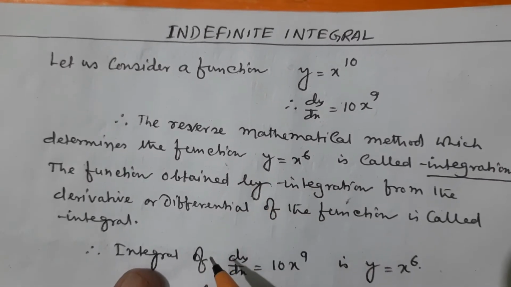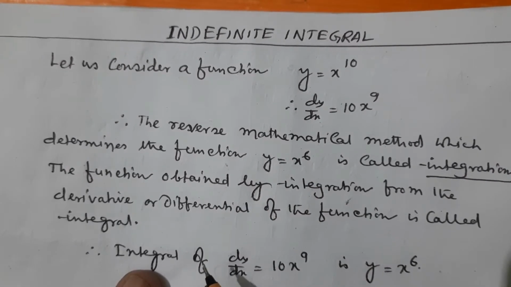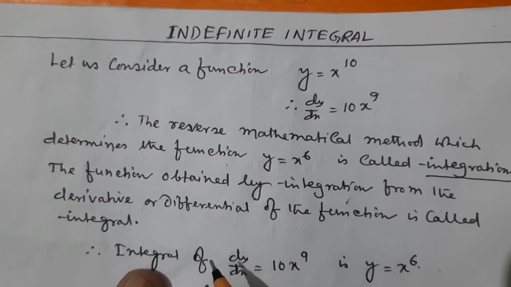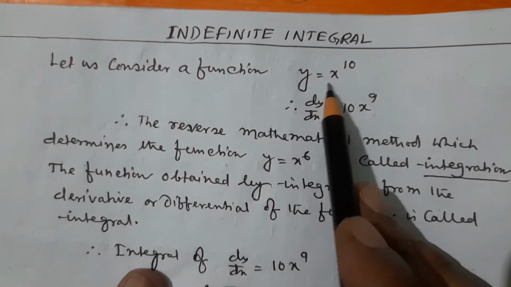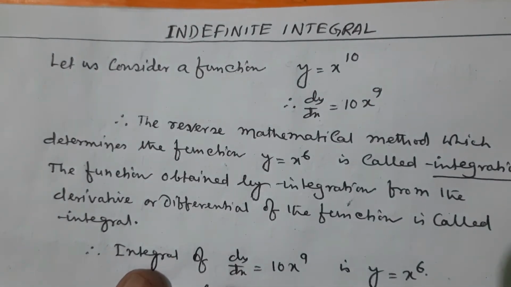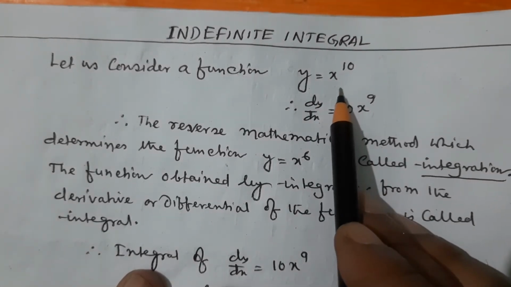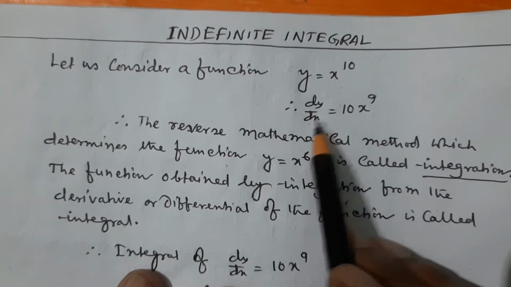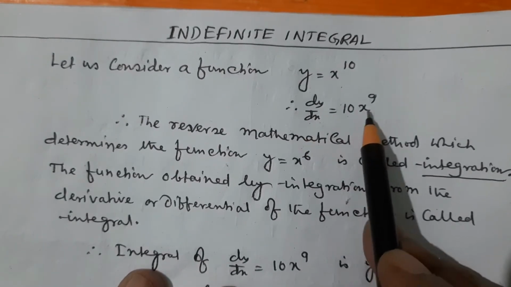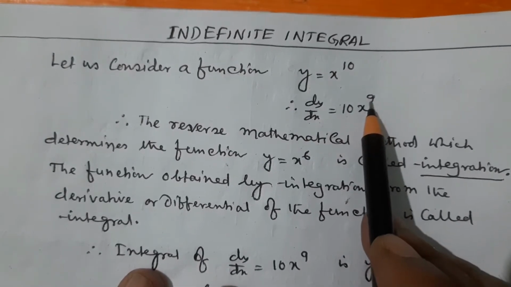To study integration, at first we consider a function y equals x to the power 10, and we differentiate this function with respect to x. We get dy/dx equals 10 times x to the power 9.